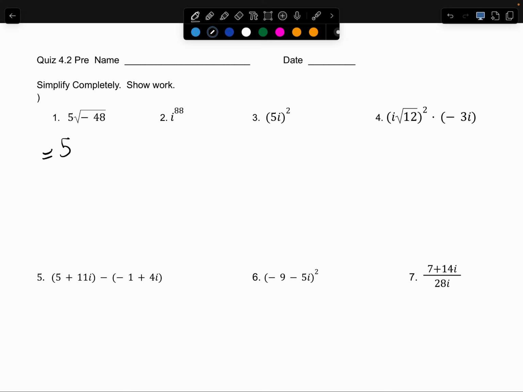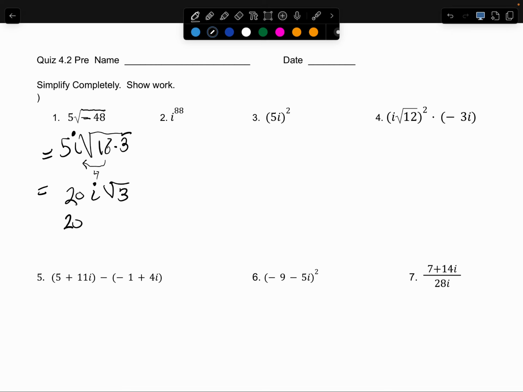So you have 48. First of all, we have an i out here because there's a negative sign under the radical. And then 48 is 16 times 3. 16 is the biggest perfect square in there, so 16 will come out. It's going to be a 4. Right? But we have a 5, so there's 20. 4 times 5, i. And we have square root of 3 left over.